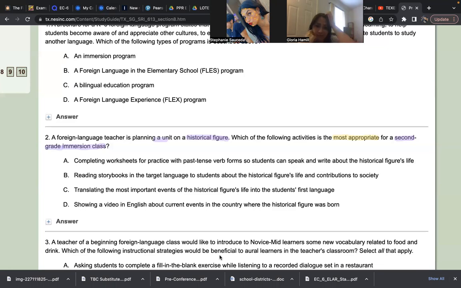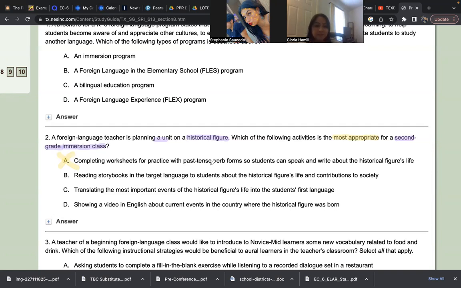The completing worksheets, because I've subbed second graders and nobody wants to do worksheets. You'll lose the attention of even seventh graders if you only give worksheets. The past tense verbs, I feel like that's too much for second graders. The reading books is good. That's second grade. Translating the most important events of the historical figure's life, well, I feel that's a little hard for them too.